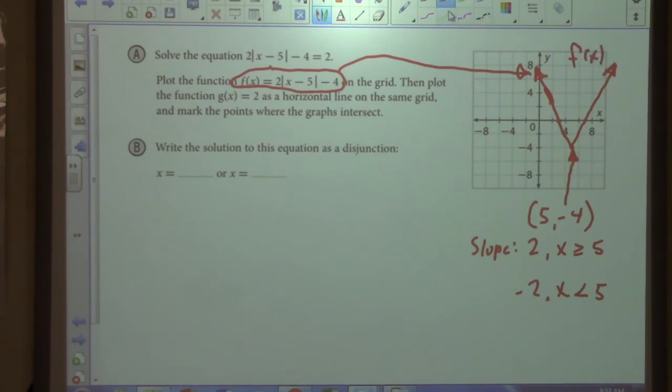I'm going to color code with the blue. And then the function g of x equals 2 is a horizontal line on the same grid. So I take this g of x equals 2, so where do we do that? Right here, right? So this is going to be g of x is equal to 2.